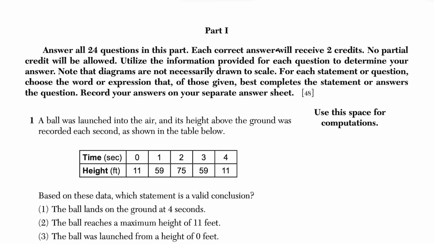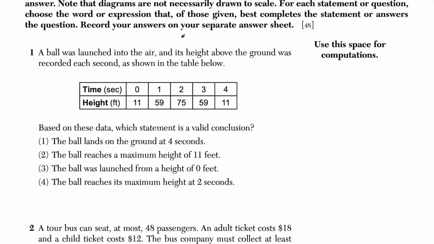Now let's get started. So we're starting off with the part 1 questions, the multiple choice, and every question here is worth 2 credits. For question 1, we have a ball was launched into the air and its height above the ground was recorded each second as shown in the table below. Based on these data, which statement is a valid conclusion?